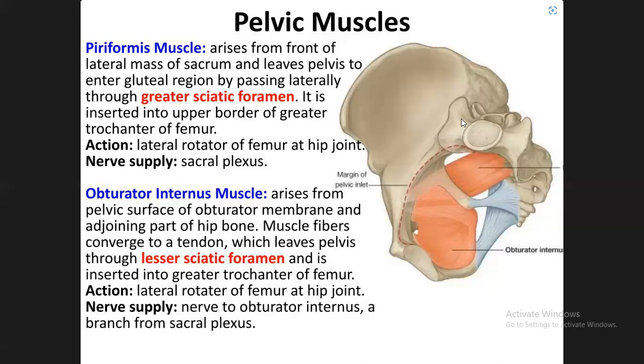Right. Function-wise, it's one of the small lateral rotators of the hip. Other small lateral rotators will include the obturator internus that I'm going to mention next as the muscle on the lateral pelvic wall. You also expect to find the gemelli superior and the gemelli inferior. And you also expect to find another muscle known as the quadratus femoris. Right.